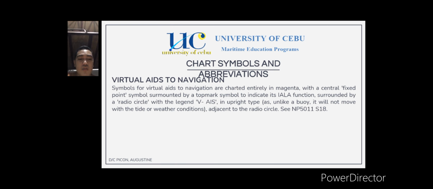Virtual aids to navigation. Symbols for virtual aids to navigation are charted entirely in magenta with a central fixed point symbol surmounted by a top mark symbol to indicate its IALA function, surrounded by a radio circle with the legend V-AIS in upright type, as unlike a buoy, it will not move with the tide or weather conditions. Adjustment to the radio circle.